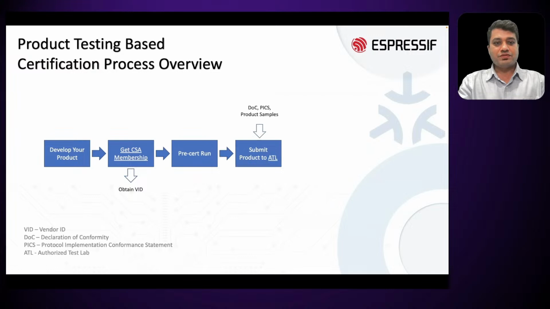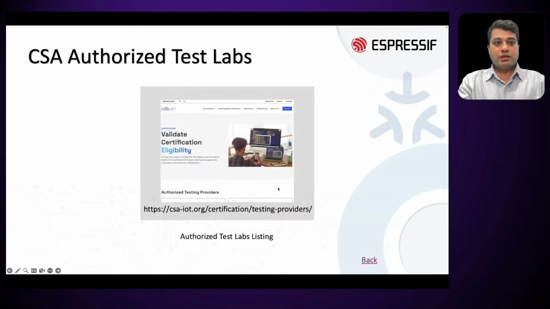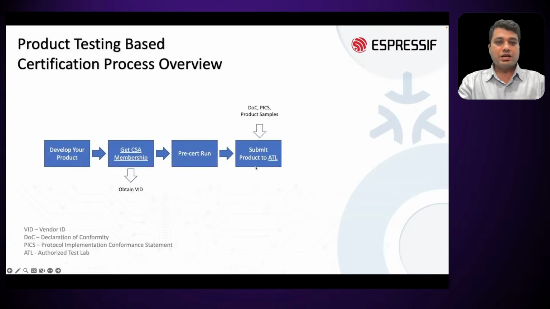Once this certification run is successful, you need to approach an ATL, an authorized test lab. This authorized test lab can run the certification tests on your behalf. Now, CSA has authorized multiple test labs, and the list can be found on the CSA website. So you can choose the lab of your choice and submit your product to the lab for certification.